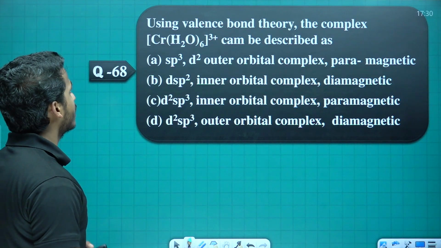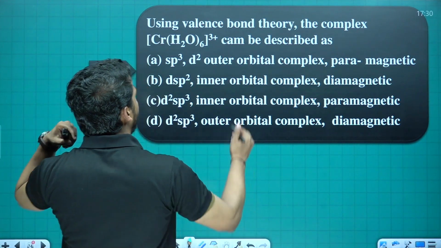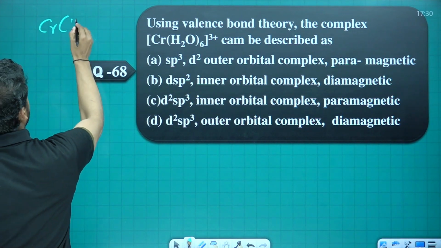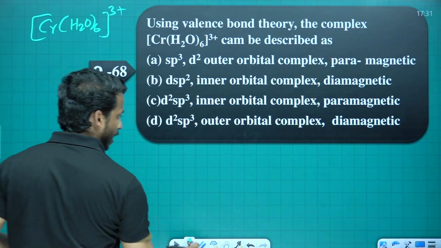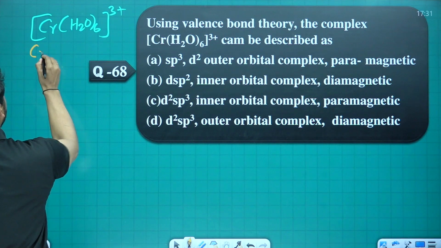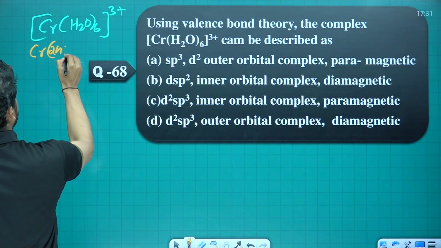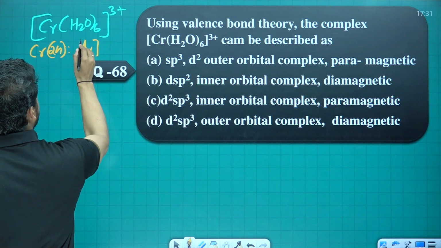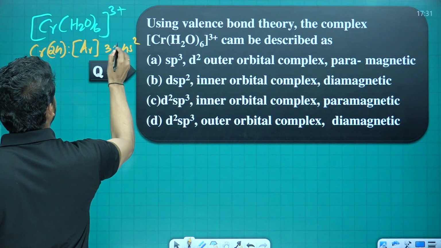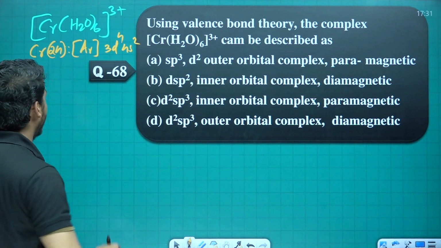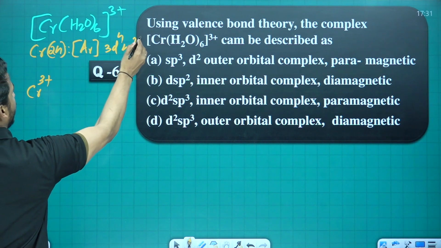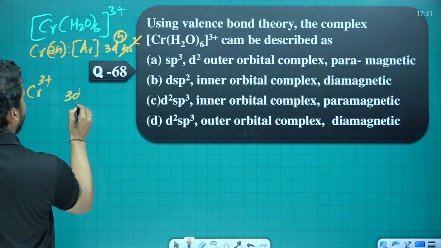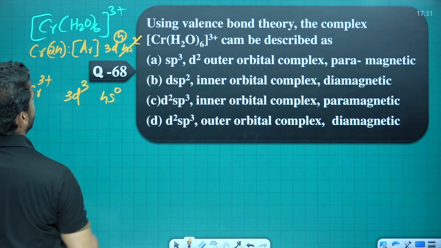Now, using valence bond theory, the complex can be described as, what is the complex? [Cr(H2O)6]3+ is the complex. Let us start the structure. Chromium is the metal atom. Its atomic number is 24. So configuration is argon, then 4s2, 3d4. Here chromium charge is 3 plus, so chromium 3 plus means this 2 and this 1 gone. 3d3 and 4s0 is remaining.